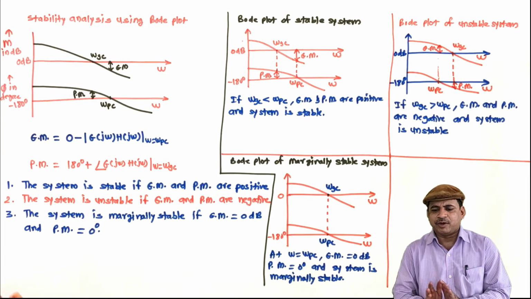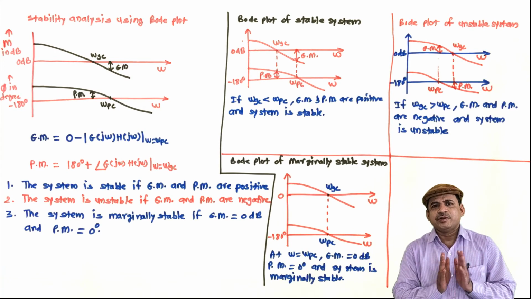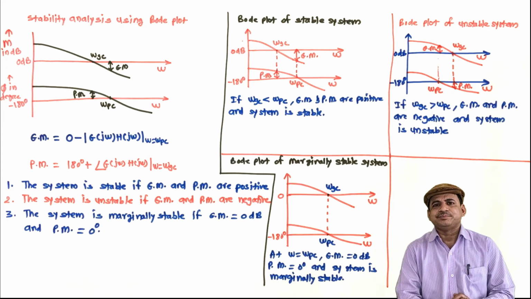Once you get the Bode plot, it is very simple to investigate the closed loop stability from open loop transfer function. It is enough in this lecture. In the next lecture, we will see how to sketch the asymptotic Bode plot.